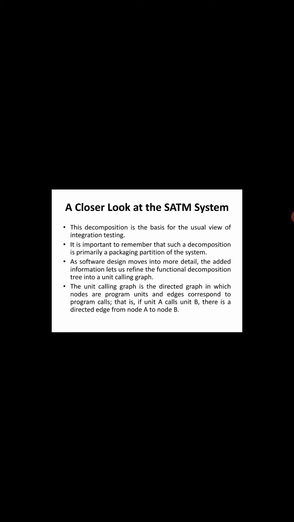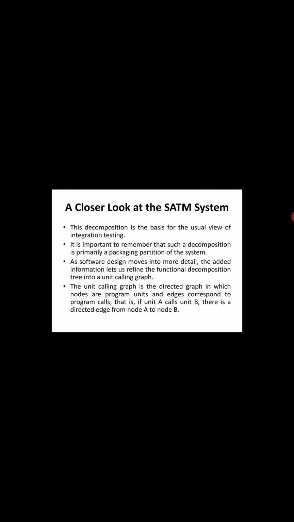A directed graph means a graph with some direction of flow. Just assume that in module 3 we had DD paths and DU paths. In that program graph we have certain directions, and in those directions the program control flows. That is called a directed graph. In the same way, this unit calling graph is a directed graph in which nodes are the program units, and the edges correspond to program calls.